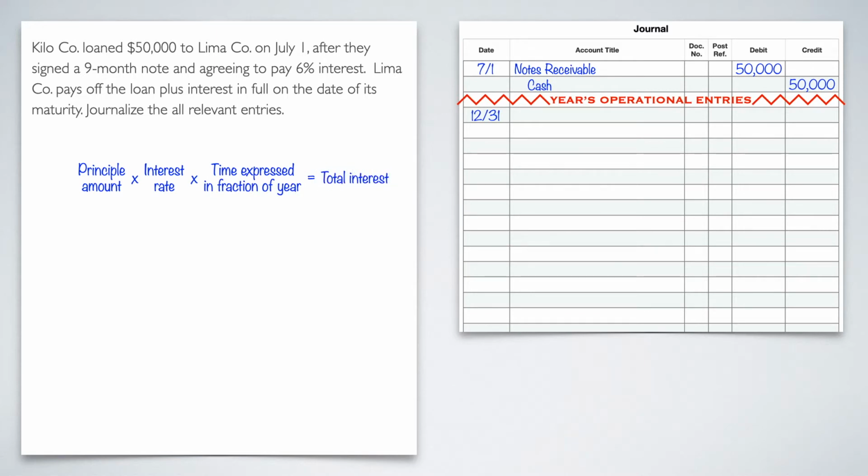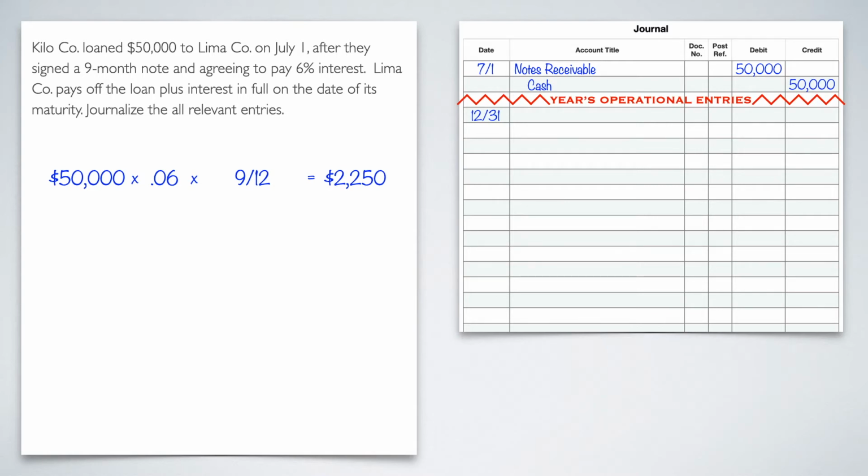So if we put the numbers in each of these, our principal amount, we have 50,000. Our interest rate says 6%, so we'll put 0.06. Our time expressed in a fraction of a year. So this is a 9-month note, so we would do 9 months over 12 months. That's the proportion of the year. And if we multiply all that out, that's going to give me a total of 2,250. Now, that is the total expense, the total interest that is going to accrue over the life of the note. But that's not how much it's accrued up to December 31st.